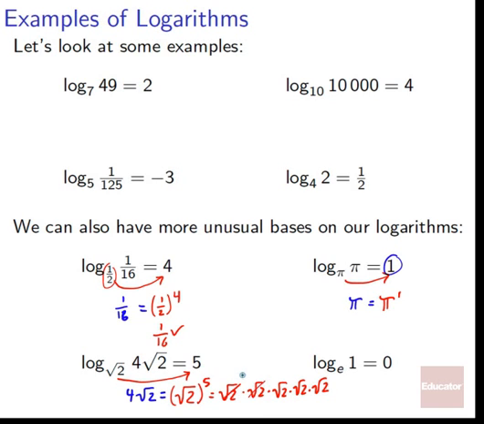Well, root 2 times root 2 becomes 2. Root 2 times root 2 becomes 2. And we've got this one root 2 left. So 2 times 2 is 4, and we're left with 4 root 2. Checks out. Final one, log base e of 1 becomes 0, because if we move this over, e to the 0, just like anything raised to the 0, becomes 1, so it checks out. So we've got some idea of how it works.